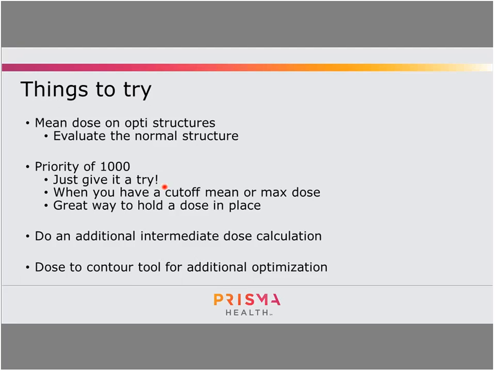And then the dose to contour tool for additional optimization, that's just after you run a plan, you can turn dose levels into actual structures and then use that in your optimization if you're just trying to get hotspots down or you have one specific area that you need to control.